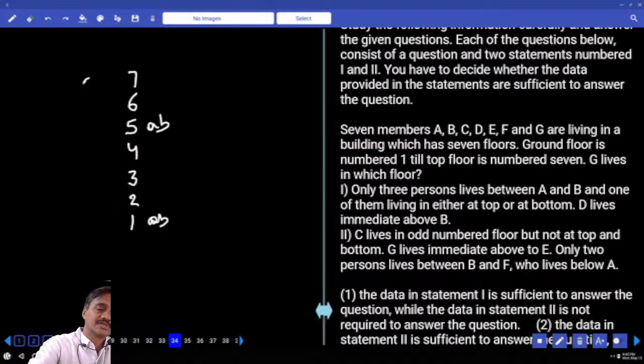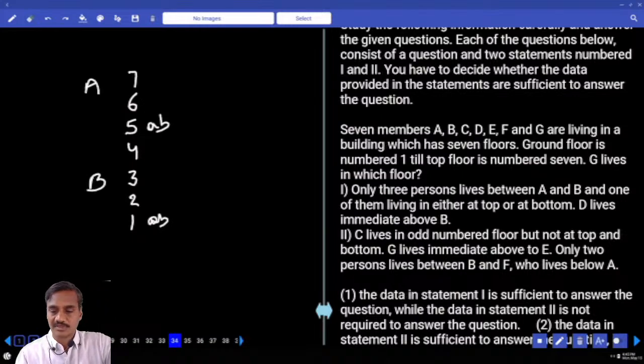Now A is here and B. Now here it is A and B. Where should this be? There are 2, 3 in between. 1, 2, 3, B. Must have been the B. Now B is here. Then only 3 people between A and B, and one of them living either at the top. D lives immediate to B. Now D is immediate to B.